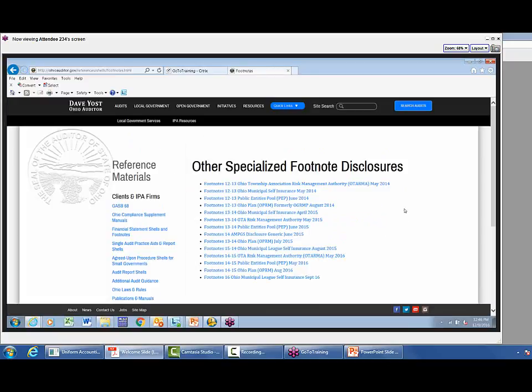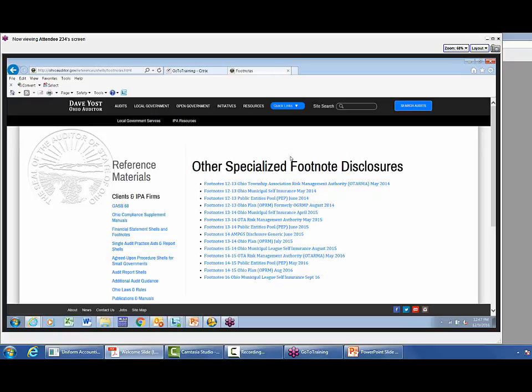what it brings up is different types of footnotes for different types of entities, such as standard wording for OTARMA for 14 and 15. If you have a public entity pool, if you're part of the Ohio Plan, if you have the Ohio Municipal League self-insurance, they have some standard wording out here for entities involved in those types of organizations or pools. And you can click on here to see what the standard wording is rather than going into our notes.